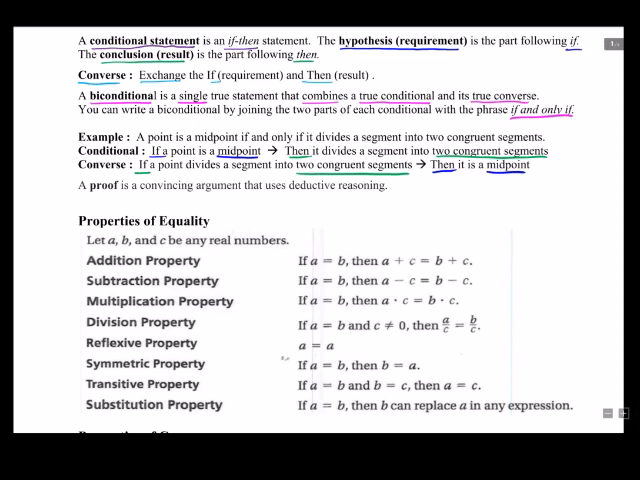And so the biconditional is written as a point is a midpoint, no if or then on this, if and only if it divides a segment into two congruent segments. So there's no more if and then in a biconditional, and you recognize it by the if and only if, because the biconditional is true both forward and backward.